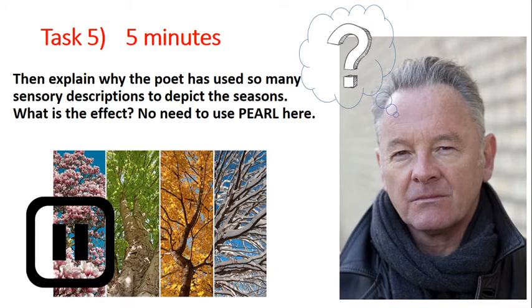Okay, task 5 again is all about the poet's intention. As we've seen in the previous task, there are lots and lots of very sensory descriptions included in this poem. And I want you to think about why the poet has done this. Now, this is just your own personal opinion. You do not need to use any quotations here. I just want an explanation of the effect of all the sensory descriptions in the poem. So this should take you about 5 minutes, just a few sentences, your own personal opinion. So pause the video now and do this task.